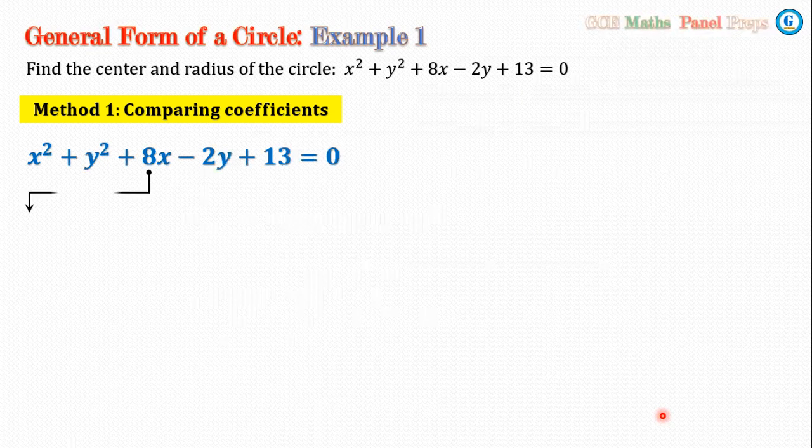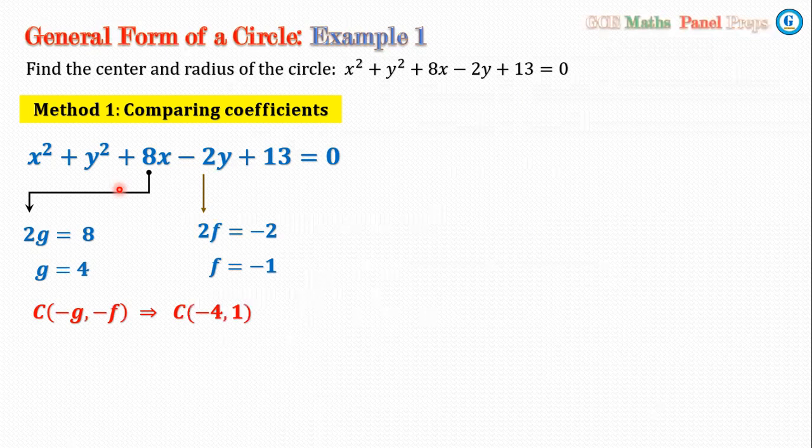So from here, if you compare coefficients, plus 8x should be equal to 2gx. So the coefficient of x is equal to 2g. Always remember. So 2g is equal to 8, and the coefficient of y should be equal to 2f. So our g is 4, and our f is equal to -1. Remember that the center of a circle is -g, -f. So from here, the center is -g, -f, which implies (-4, 1).